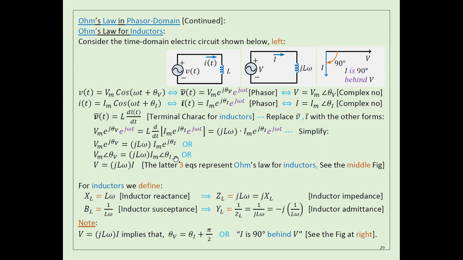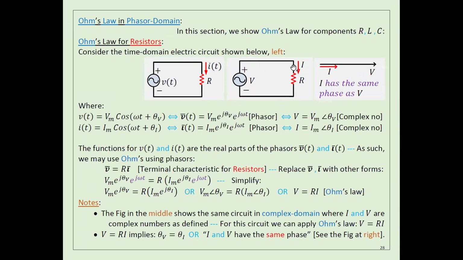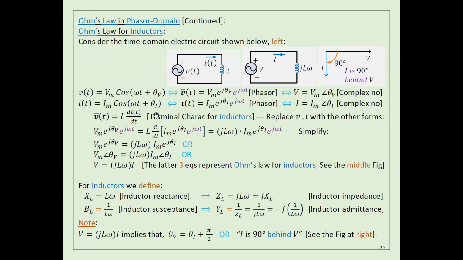Okay? That's why, if you look at this figure here, you are seeing I is actually 90 behind V. Again, if you do the calculations and you find the current and the voltage across an inductor and you find that the angle is not 90 different, something is wrong in your calculation. Same thing for resistance. The voltage across the resistance and the current should have the same angle. If you do the calculation and you find they have different angles, something is wrong. But here, the angle of the voltage is always equal to the angle of the current plus 90. Or we call it I is 90 behind V.